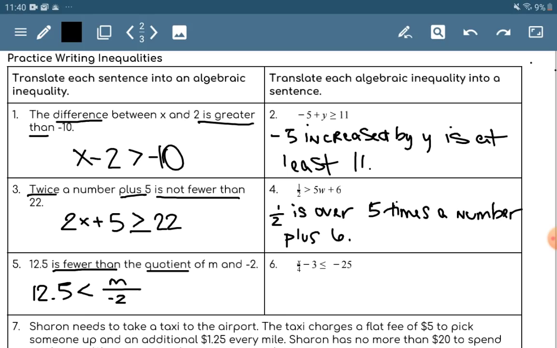And number 6, I have x over 4 minus 3 is less than or equal to -25. X over 4, that's a fraction, and fractions are always represented by division. So I need some words to tell me I'm dividing x and 4. I could say x divided by 4. I could say the quotient of x and 4. Okay, there are a lot of different ways. I'm going to go ahead and say the quotient of x and 4.